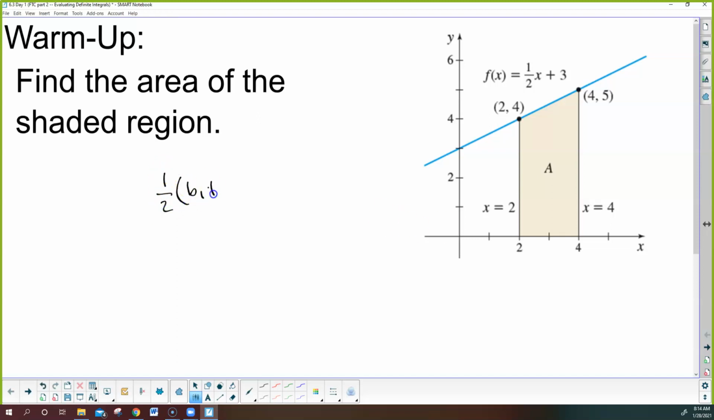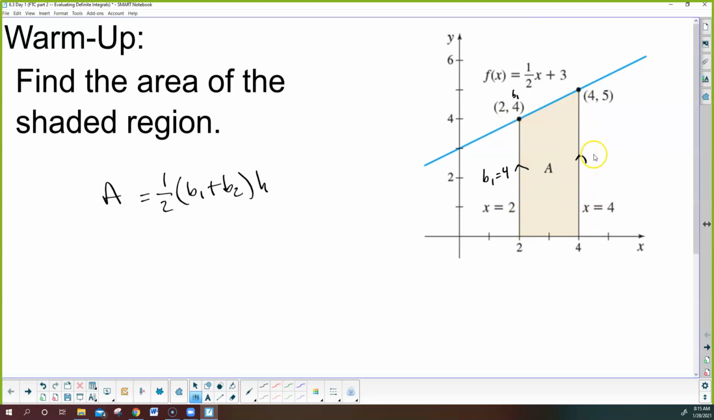1/2 base 1 plus base 2 times the height, that's the area of the trapezoid, right? And in this case, the trapezoid is always the parallel sides. So what is base 1? Well, base 1 is the value when x is equal to 2, right? So base 1 is equal to 4 because that is the length of this segment.